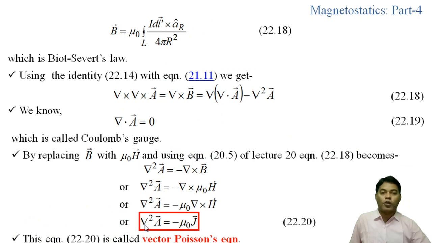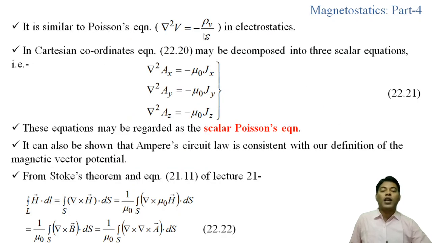So by comparing this expression, we can also write this expression. You see that grad square V is replaced by grad square A, 1 by epsilon naught is replaced by mu naught, and rho V is replaced by J. Here J is the current density and in electrostatics rho V is the charge density. So by considering this expression also we can write the vector Poisson's equation.